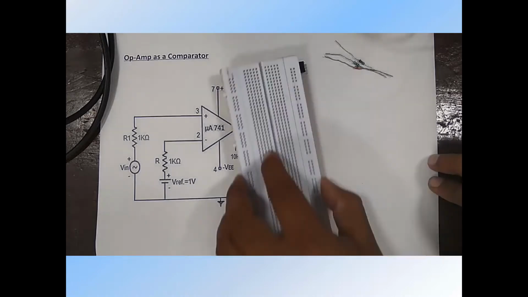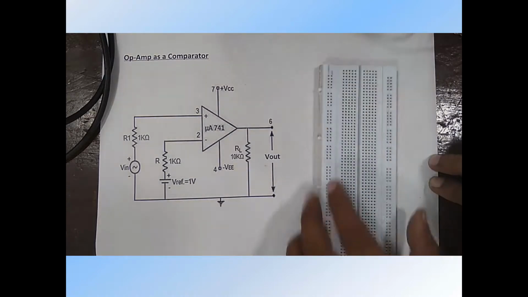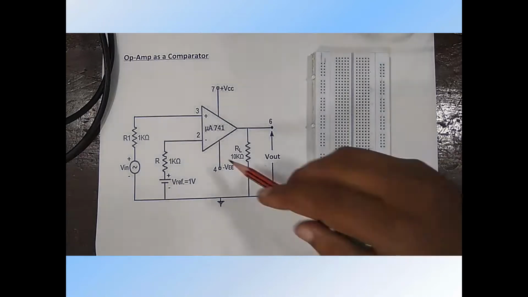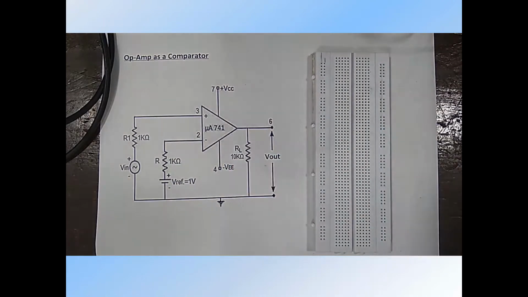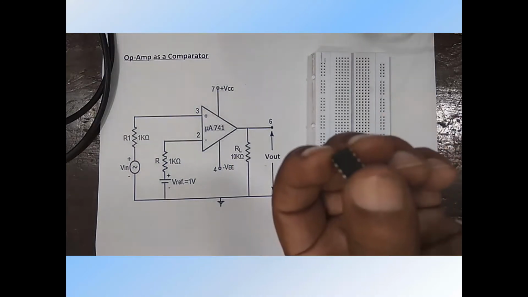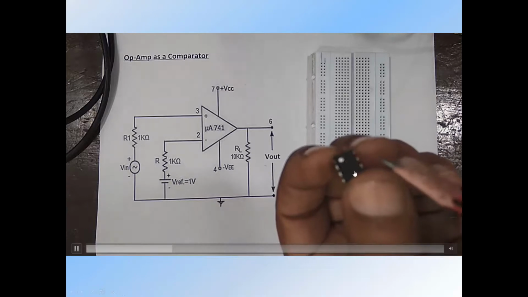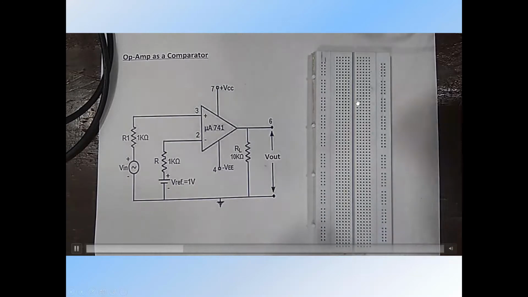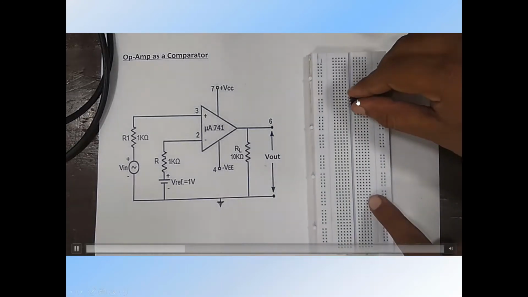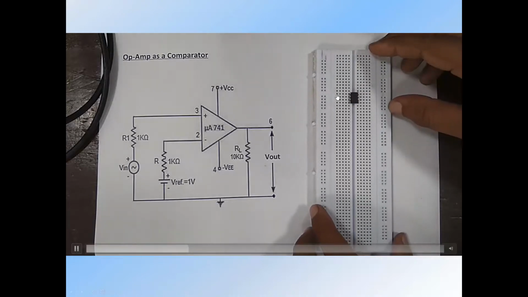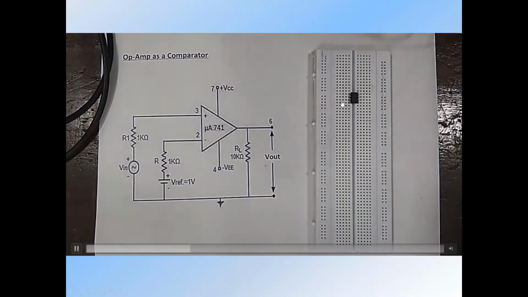Now, first step is connection of IC 741 into the breadboard. This is IC 741. Keep this circle, this bubble, on the upper side so that we can easily identify the pins of this IC. From the left side, this is pin number 1, 2, 3, 4, 5, 6, 7, 8.